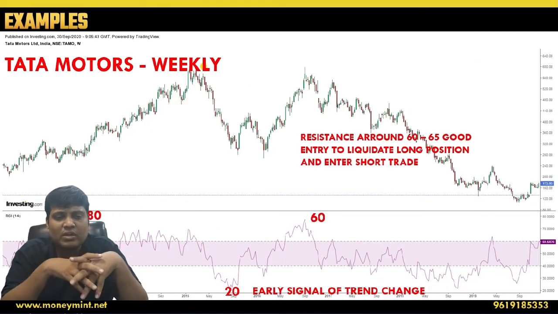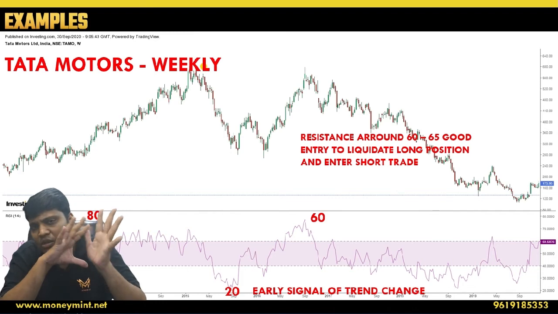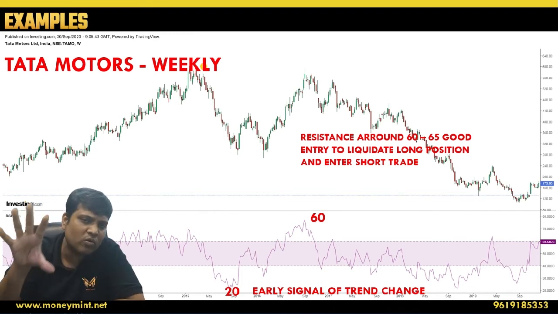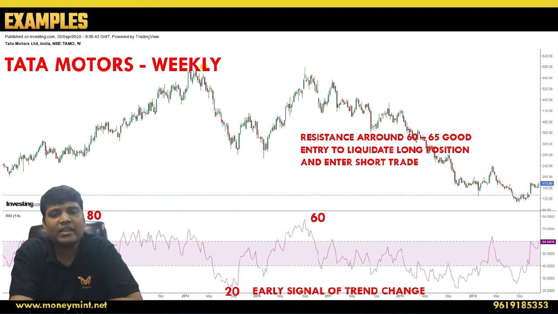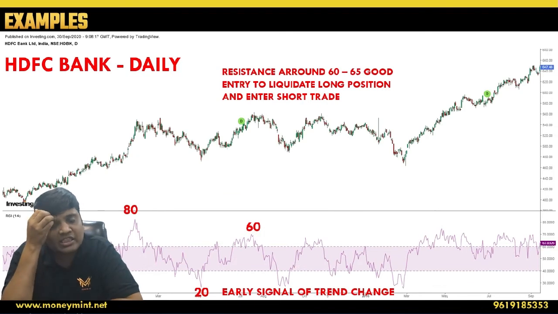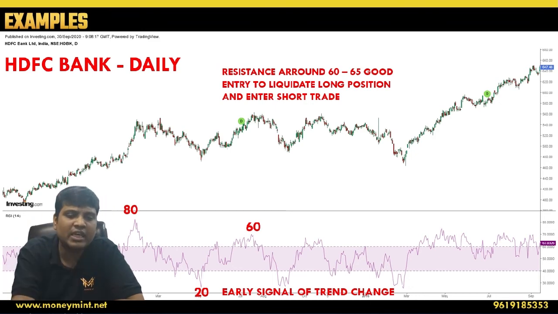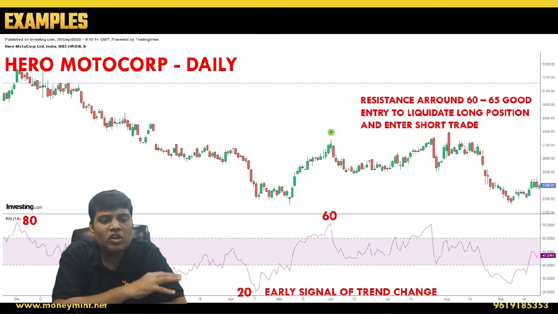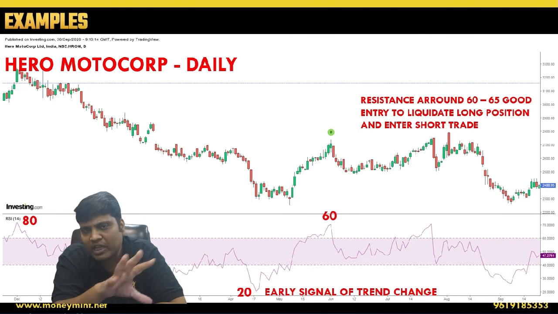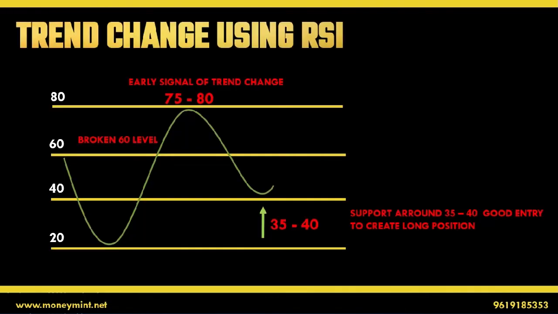Next example, Tata Motors. Again you see the weekly, the market hovers from 80 to 20, then goes towards the 60-70 zone and then goes down. HDFC Bank, though the short term move was small, came from 80 to 20, then hovered around 60 and then came down. Hero Motor, again 80 to 20, then hovered around 60, then again came down. So this was a great transition from bullish to bearish.